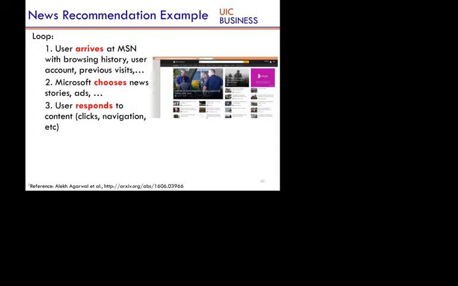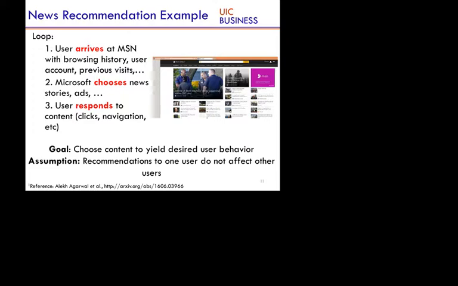And you can log it. You can get this reward signal or feedback: how much time did the person spend on your website or on that page, did they click on the news stories that you highlighted on that page, and so on. Your goal in this specific problem is to choose the content to yield desired user behavior. It can be that you want to ensure that the user spends a lot of time on your website, or you want the user to click on as many content items as possible. The assumption is that these recommendations to one user do not affect other users.